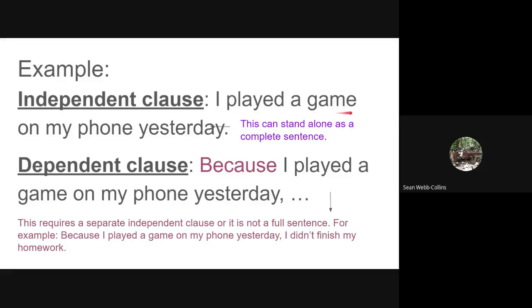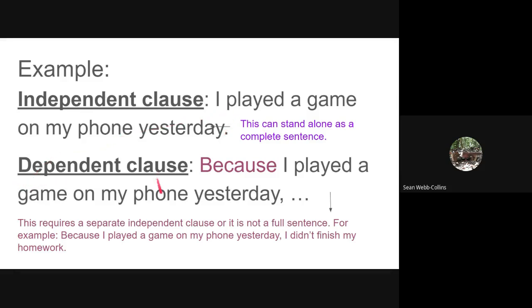I played a game on my phone yesterday. This can stand alone as a complete sentence. Why? Because we have the subject, we have the verb in the finite form, and the complement. Example, I played a game, that would be fine, and complement, on my phone yesterday. It's a perfectly good sentence.